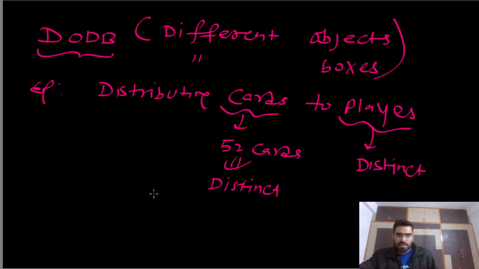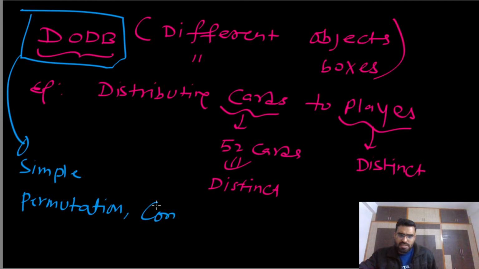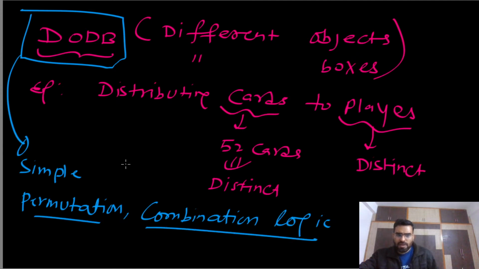You can notice in DODB, never apply any formula. This is just a simple permutation and combination problem. You just apply simple permutation and combination logic. You don't have to remember any formula. So let's solve one question.